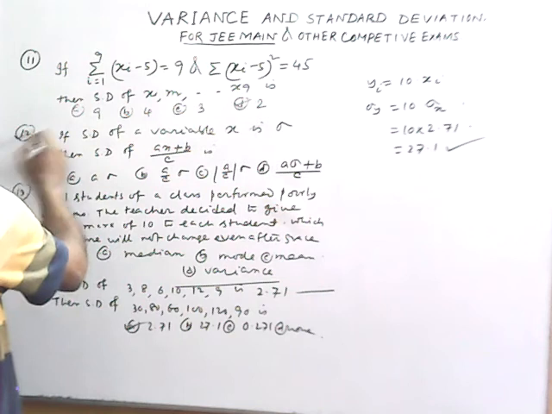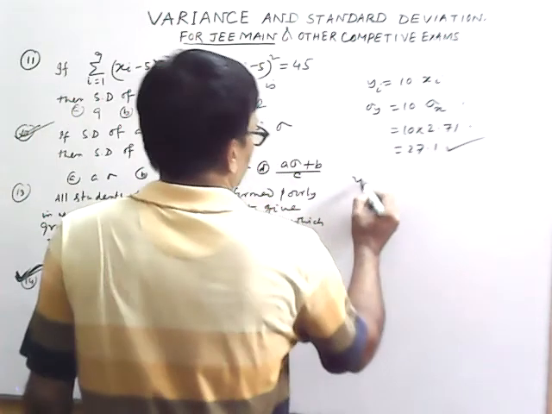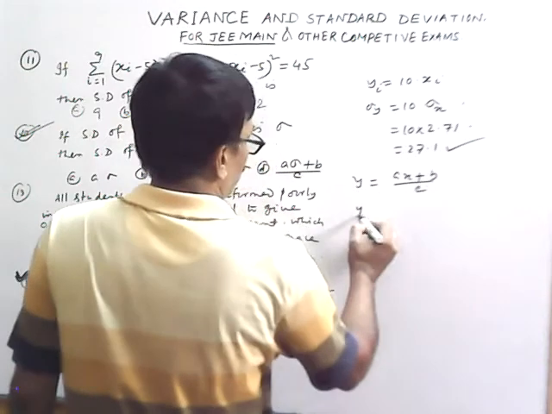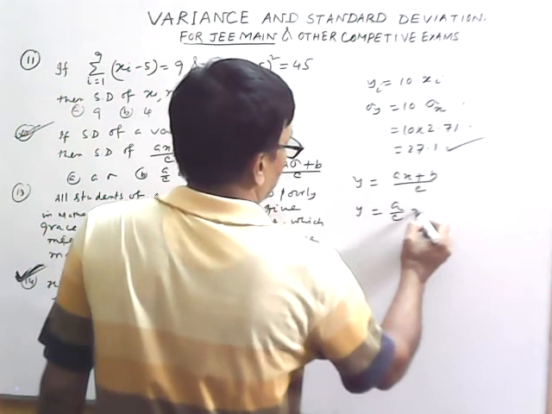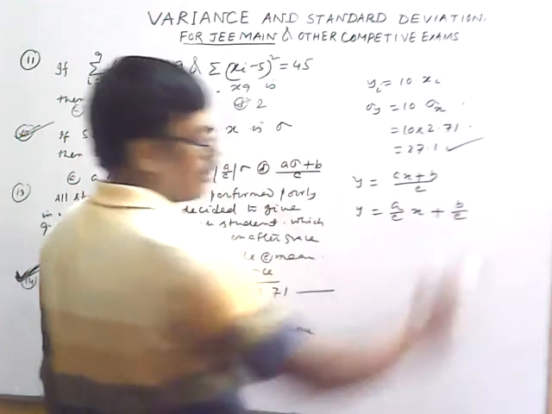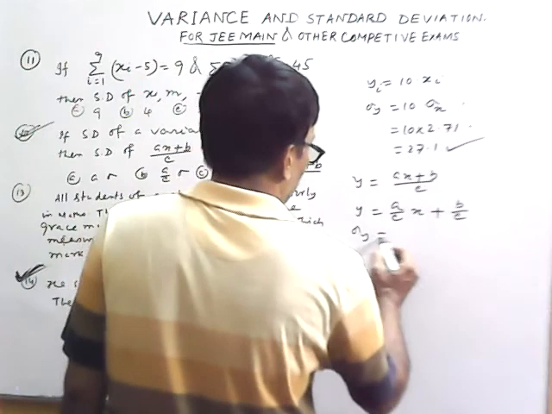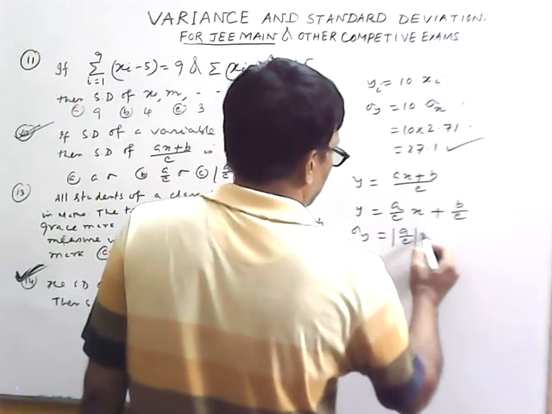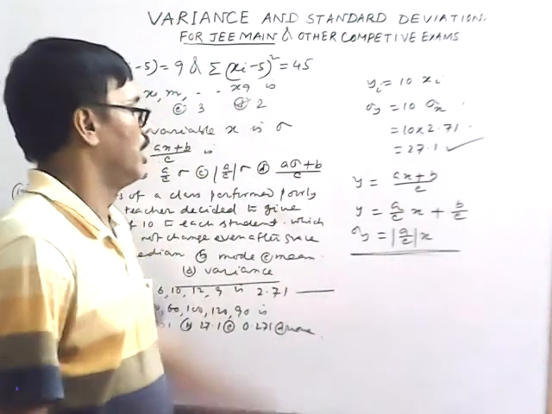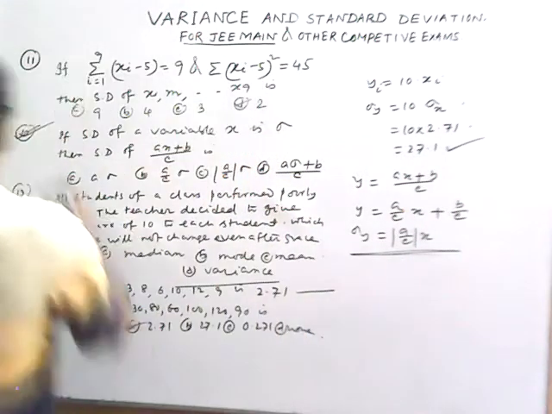So problem number 12, look, is exactly the same. y equals ax plus b by c. So y equals a by c into x plus b by c. Now this is a constant, a change of origin. So by the well-known theorem, sigma y equals mod a by c into sigma x. It does not depend on b by c. So this is problem number 12.